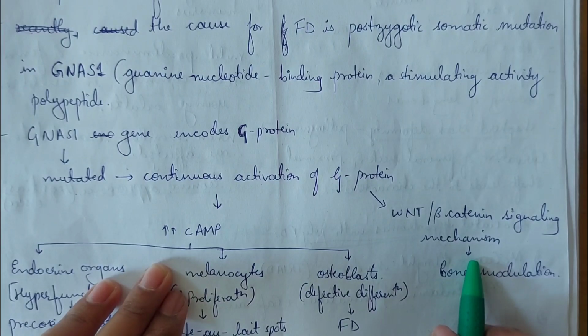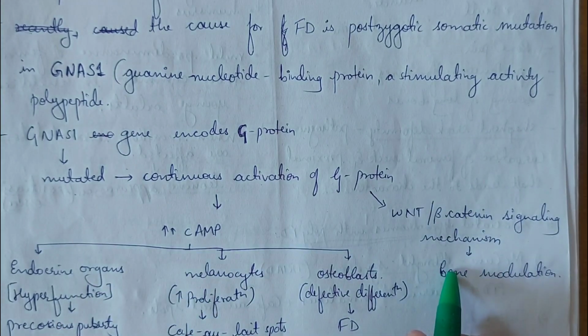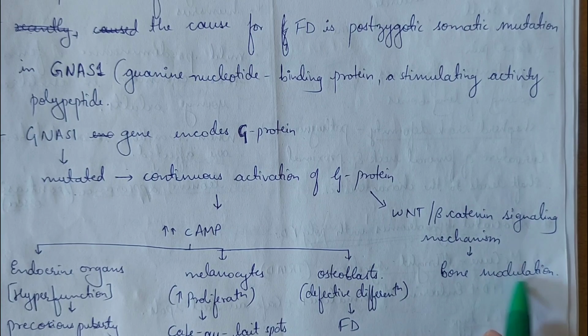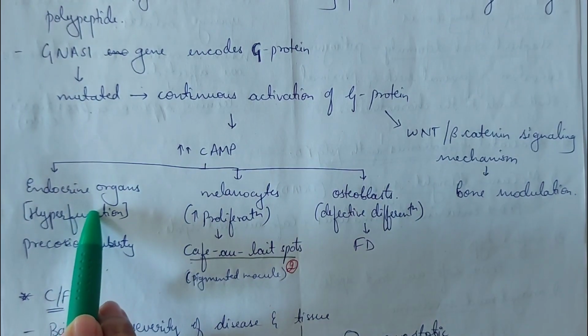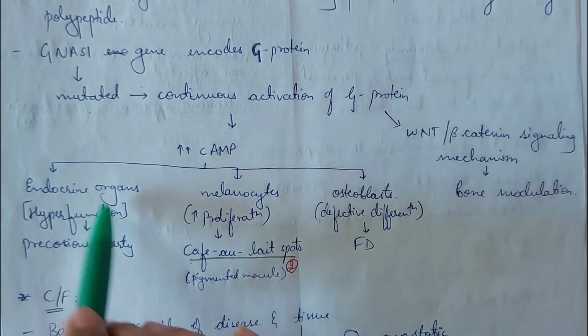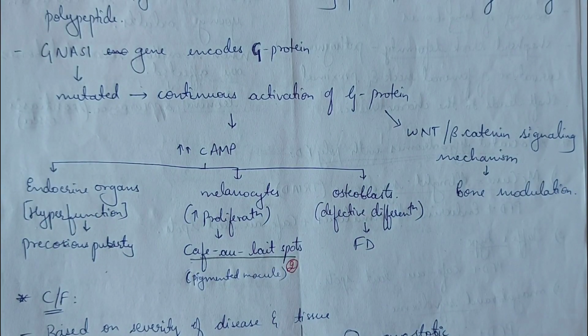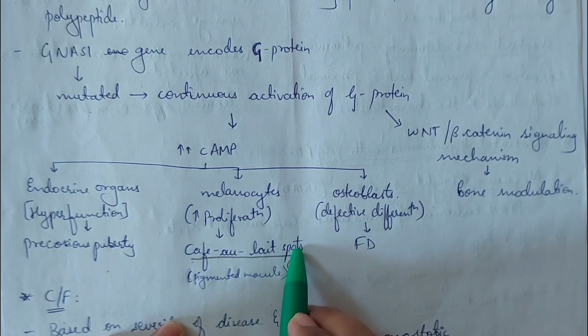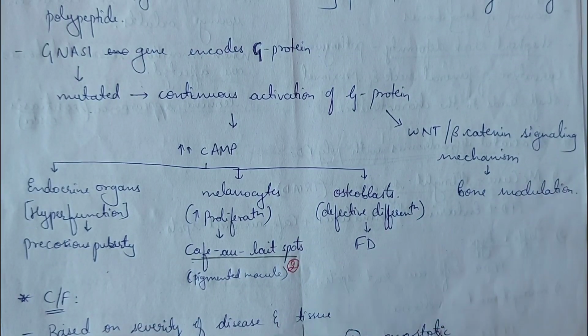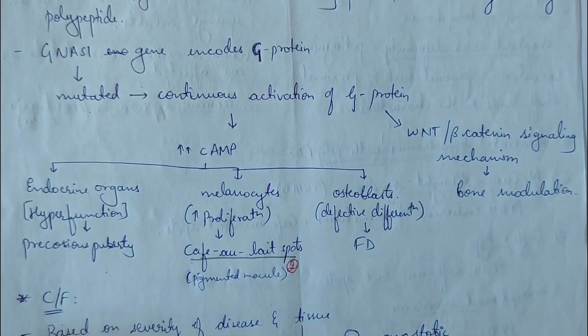If beta catenin signaling occurs, bone modulation is seen here. If cAMP is increased, it affects three parts of the body: the endocrine organs, melanocytes and osteoblasts. In endocrine organs, there is hyperfunction which causes precocious puberty, that is early puberty than the expected age. In melanocytes, there is increased proliferation which gives an appearance called cafe au lait spots, which are pigmented macules. This is usually asked for 2 marks. Then in osteoblastic activity, there is defective differentiation, that is fibrous dysplasia, as the name tells.